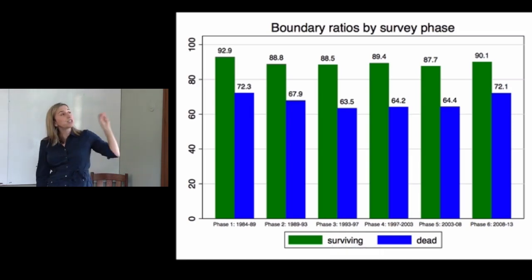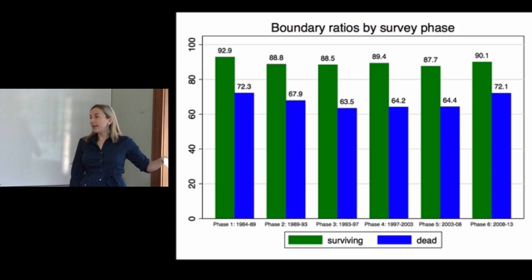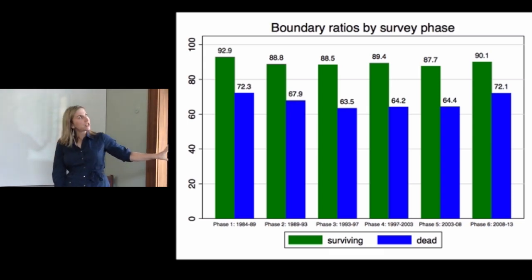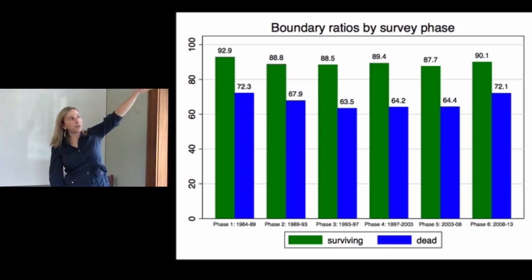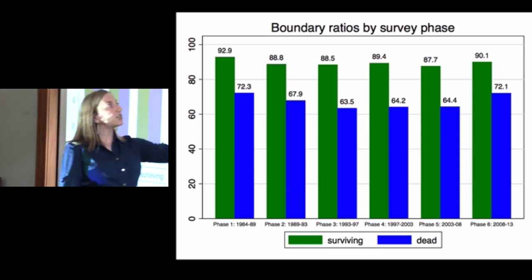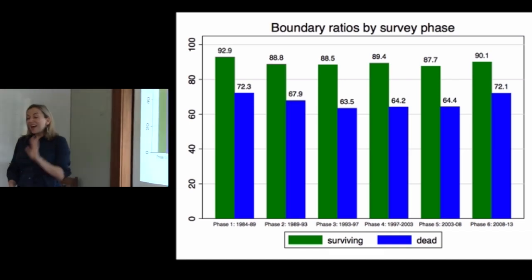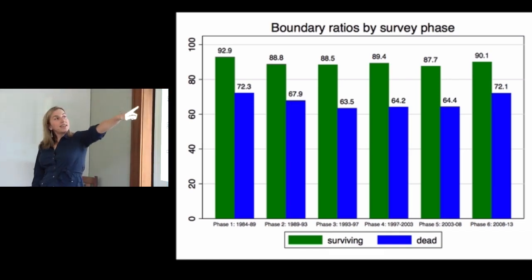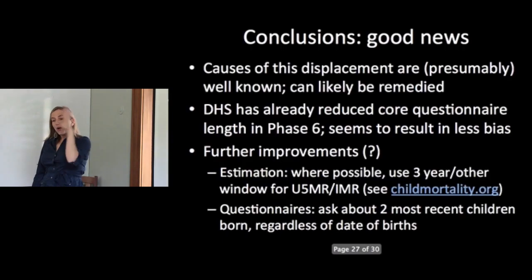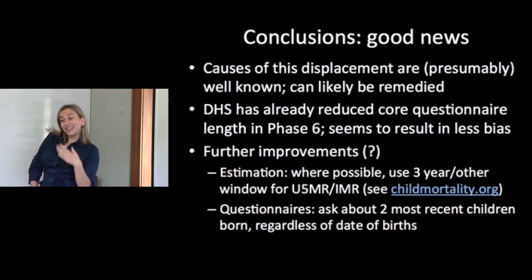Now here's the good news. So that was the bad news. Here's the good news. These are the boundary ratios by DHS phase. Earlier DHSs had higher boundary ratios, then they got lower. And the good news is that in the most recent DHS surveys, we have higher boundary ratios again. This is in phase six, when they cut the length of the core questionnaire. So, because they've already reduced the length of the core questionnaire, I'm hoping that the data quality is on the upswing.